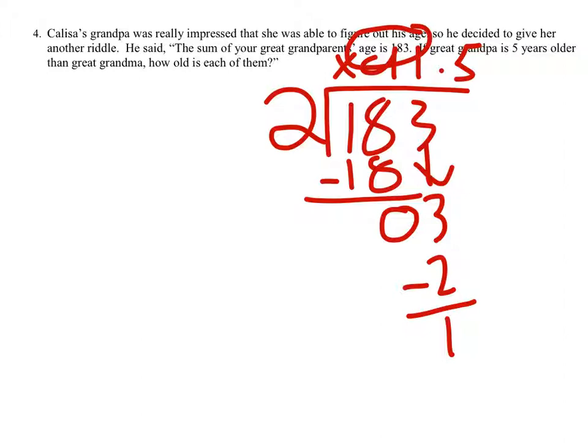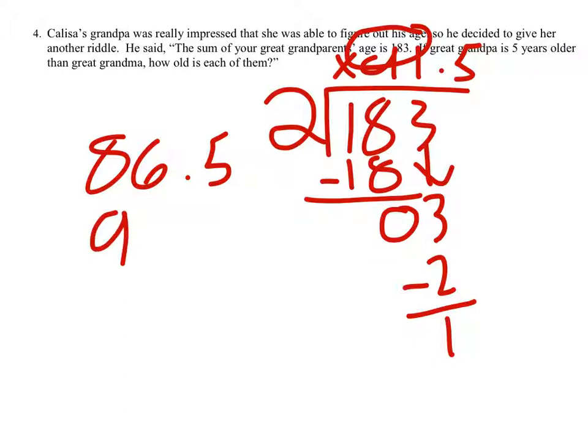And then the grandpa is 5 years older than the grandma, so I took 5 years away from 91 and a half and got 86 and a half. And then I added those 5 years to the grandpa and got 96 and a half.